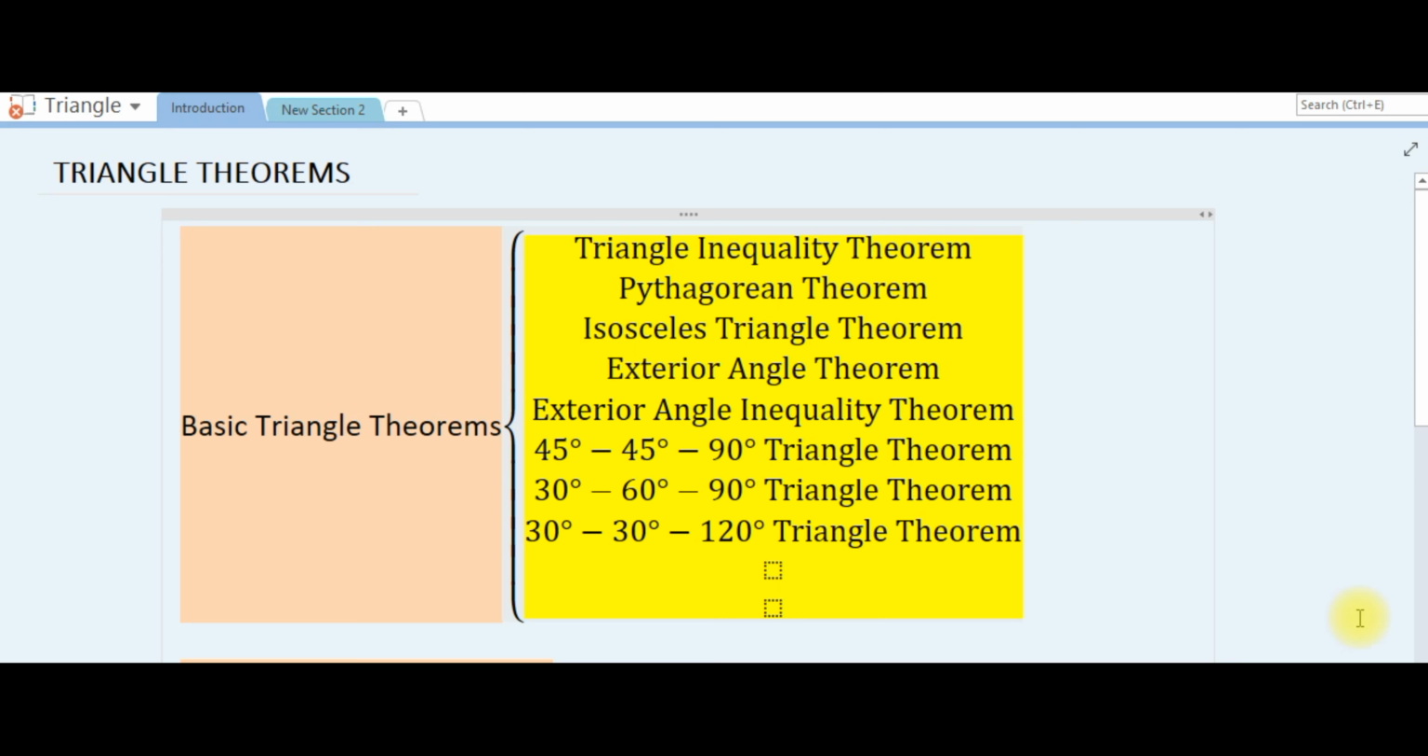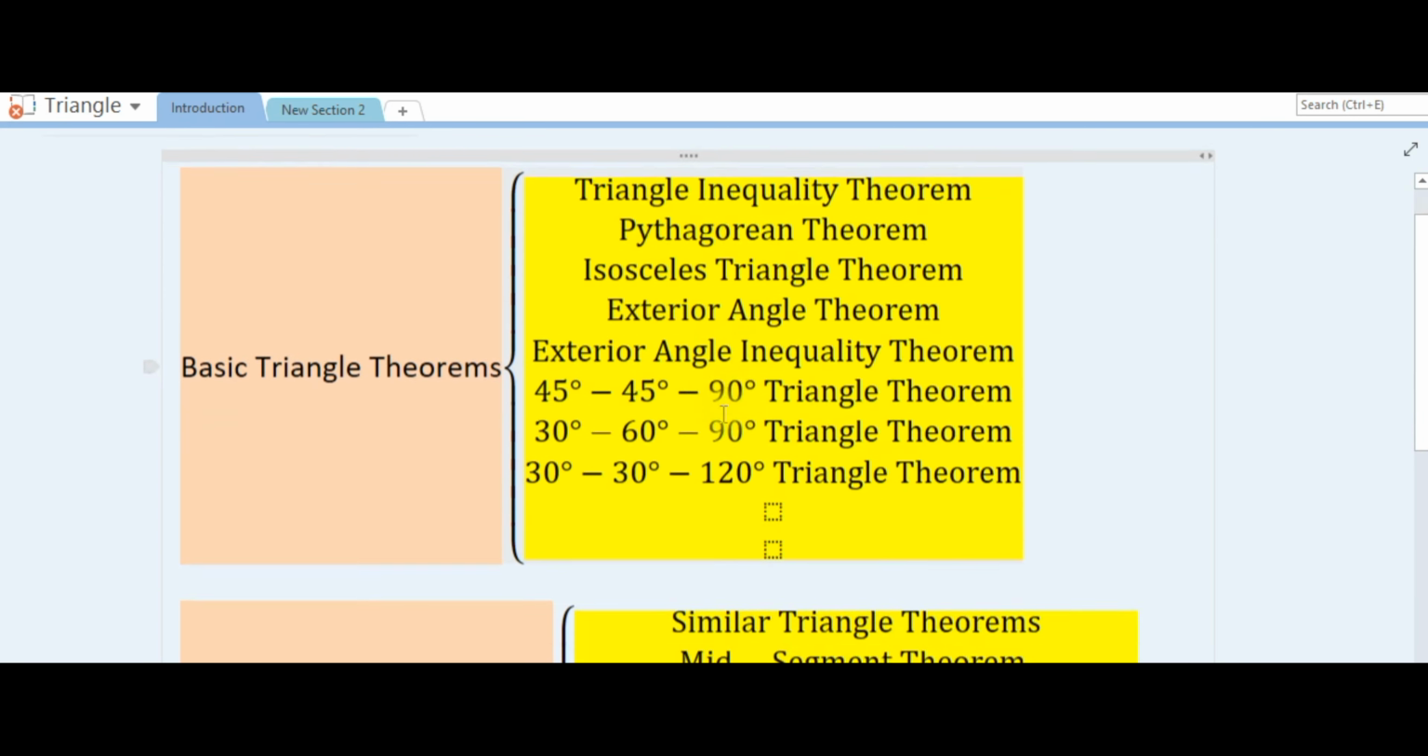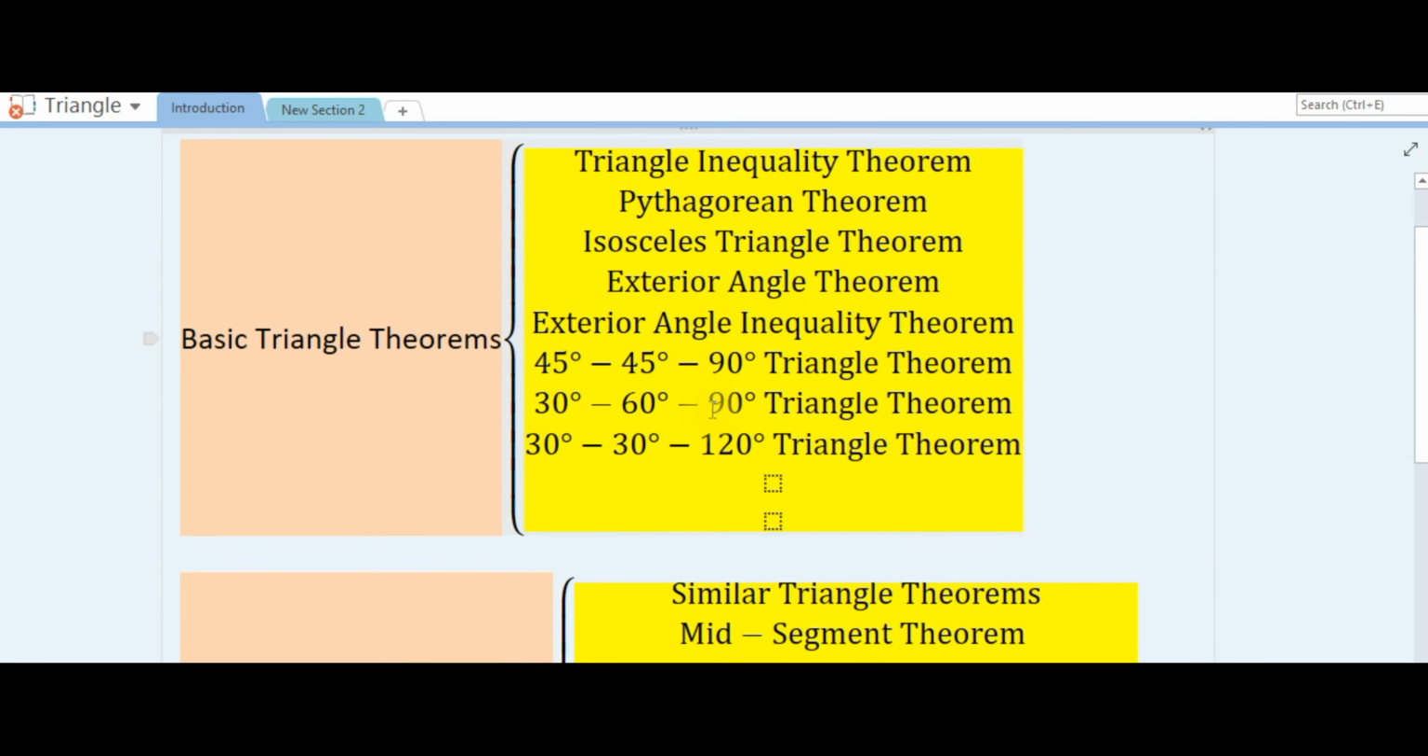So in this tutorial we'll be treating triangle theorems. I divided the theorems into two parts. The first part is basic triangle theorems. Under that you see the triangle inequality theorem, Pythagorean theorem, Isosceles Triangle theorem, Asteria Angutirin down to 120 triangle theorem.